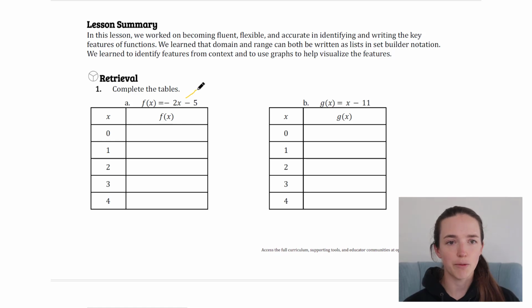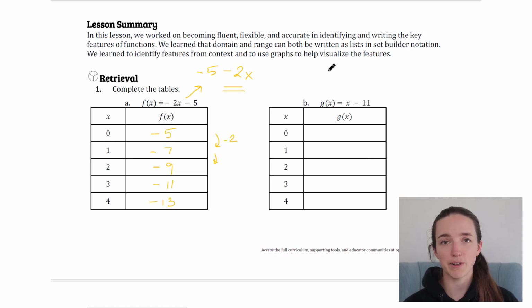So for this first function, I'm actually going to write it the way we're used to seeing it, with our starting value first, and then our common difference. So I'm just rearranging the negative 2x and the negative 5. This shows me that my starting value is negative 5 at step 0, and I'm subtracting 2 to get from step to step. So minus 2, that would make this negative 7, negative 9, negative 11, and negative 13.